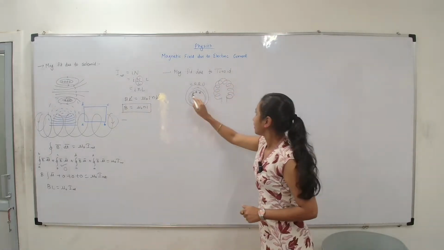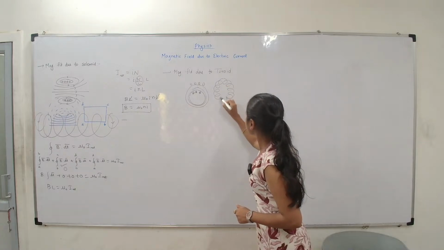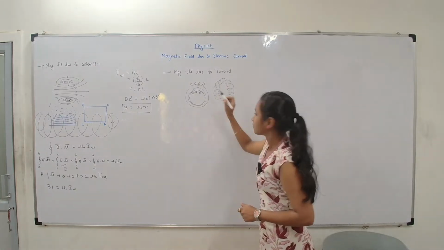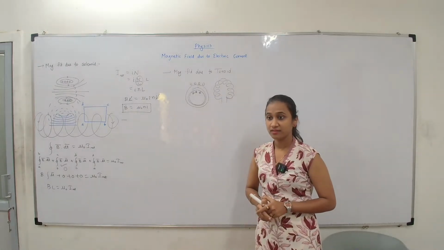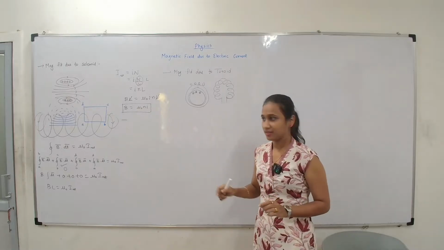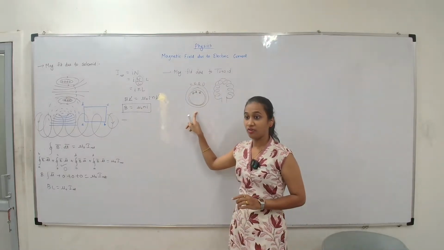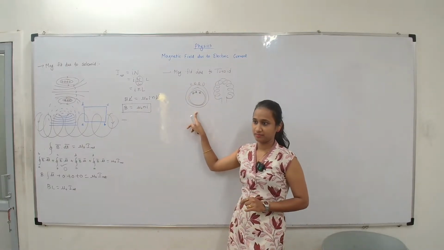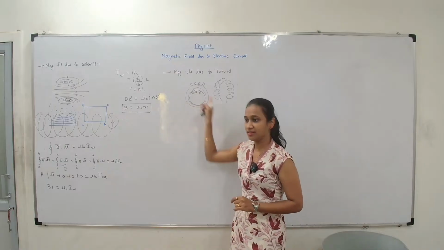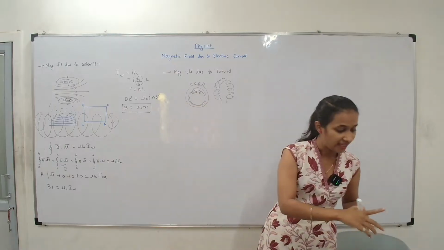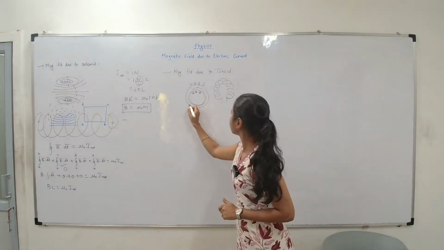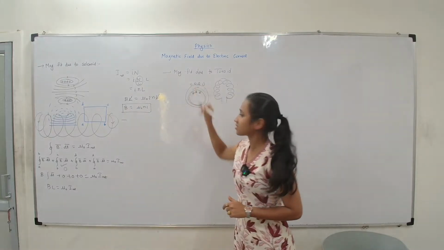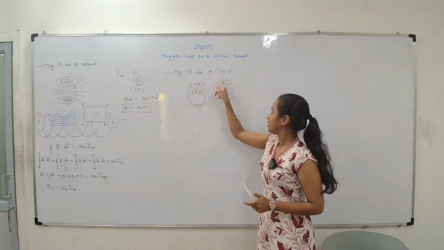ठीक आहे. These circles are inside. Yes, ती कॉइल नाही काढली त्यांनी. This is the direction of magnetic field. डायरेक्शन, हे जे सर्कल्स आहेत ना, ते मॅग्नेटिक फील्डचे डायरेक्शन. एक्झॅक्ट डायरेक्शन पाहिजे ती अशी. This is the direction.